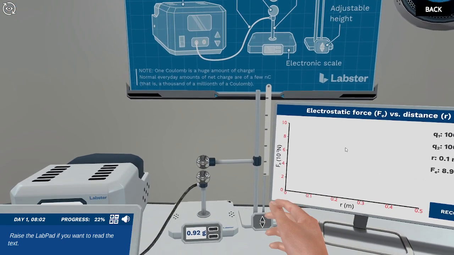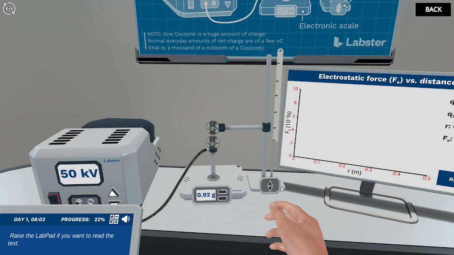First, use the buttons at the base of the ruler to change the distance between the centers of the charged spheres. Then, hit the record button on the monitor to your right to record your measurement of the electrostatic force at that distance. Once you have recorded 3 different data points, we will obtain a tendency line. Record 3 values of the electrostatic force for 3 different values of the distance.